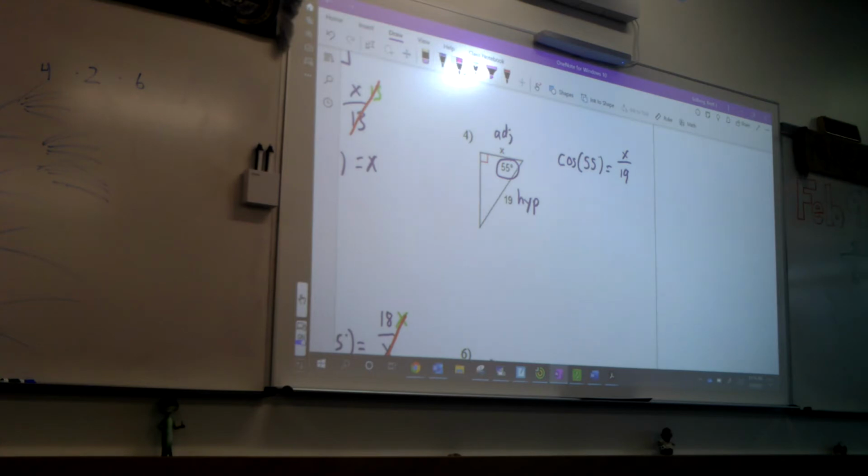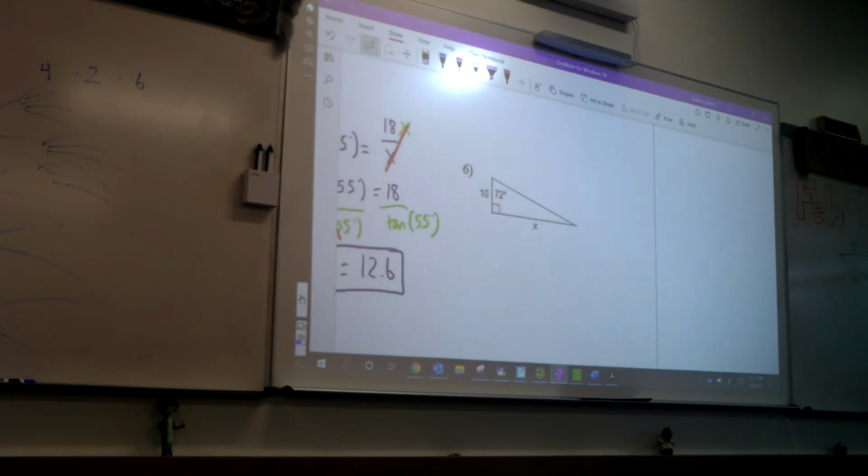Great. And then what would I do to solve for x? You would multiply 19 for both sides. And did you get that in your calculator? What is 19 times the cosine of 55? 10.9. Rounds up to 11. We're okay with that. And then, looking at our hypotenuse, sure, that seems like a value that would fit well there. Thanks, Isaac, for volunteering. Any questions on that one? All right.